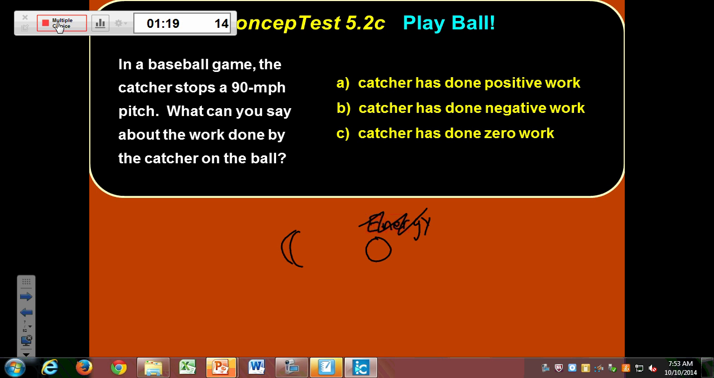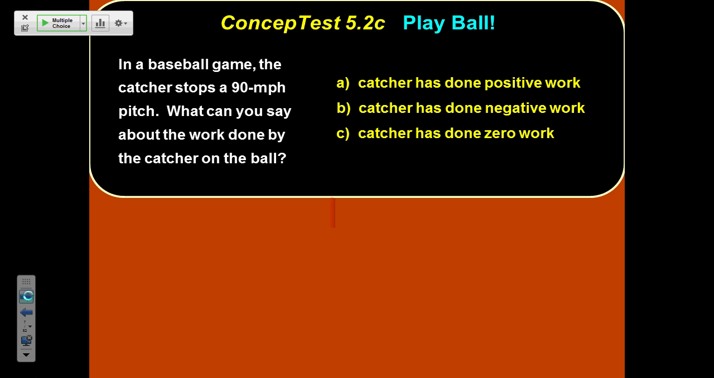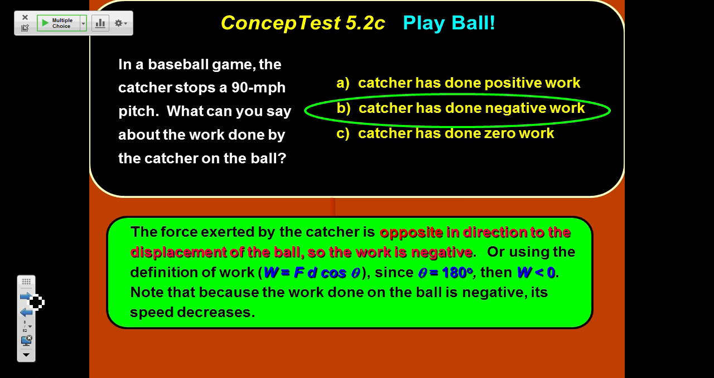Right, but the catcher is doing something to the ball. The catcher is stopping the ball. All right, so a few more seconds. I'll stop at 130. All right, B is right. It does negative work. You can think about it in terms of the catcher taking away energy from the ball, so that means he's doing negative work. That's what the negative means.